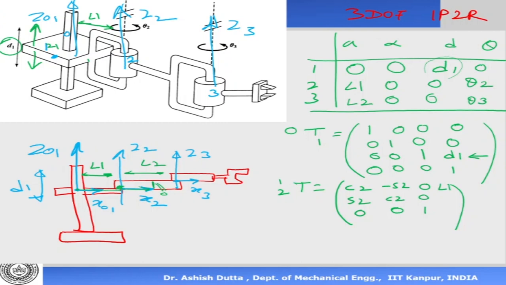Alpha is equal to 0. Sine alpha is equal to 0. Cos alpha is 1. And D. There is no D, so this is also a 0 here. So that is 0, 0, 0, 1.